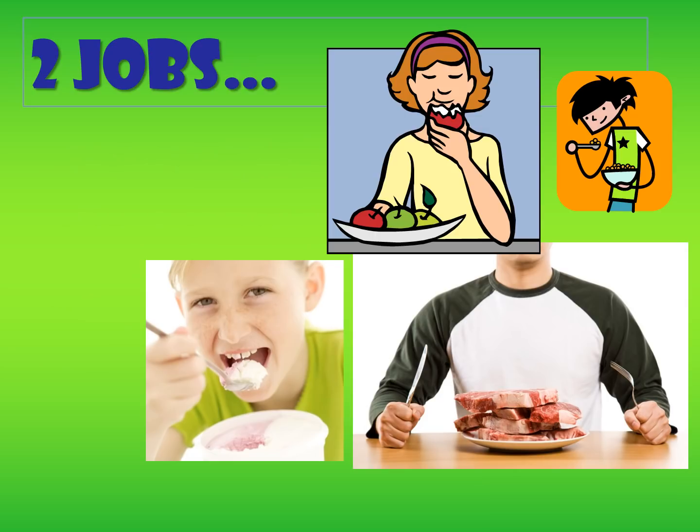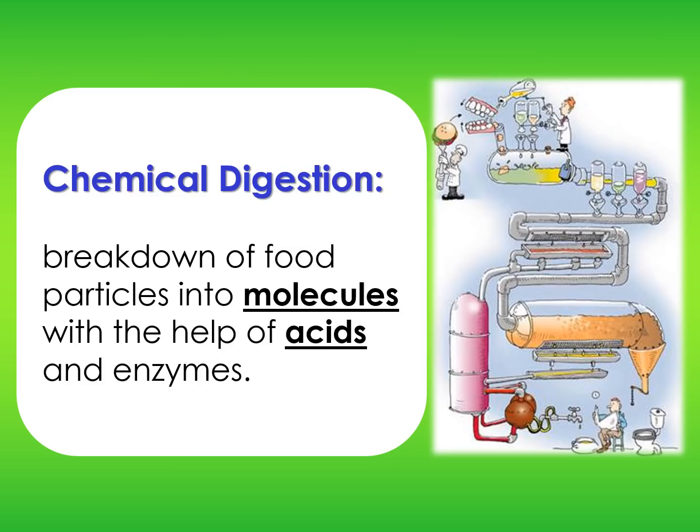So let's begin. First of all, overall, your digestive system has two jobs. The first one is that it breaks down food. This happens two ways, which we're going to talk about. The first one is called chemical digestion. This is basically the breakdown of food particles into molecules, molecules that are tiny enough to be absorbed into your cells to be used for all the different things your body needs to do. And this happens through the help of acids and enzymes, which you'll be learning more about in this presentation.